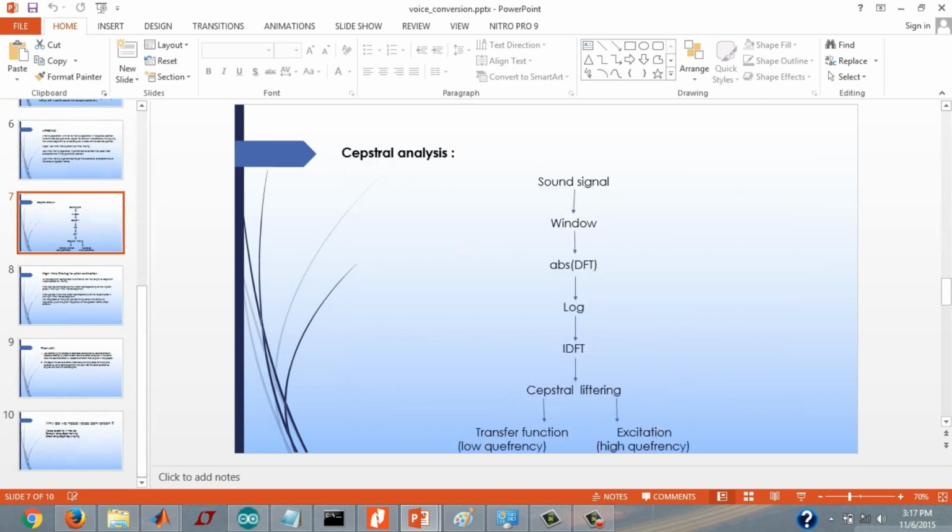So this is the basic block diagram of cepstral domain analysis. First you take a sound signal, then you divide it into chunks and pass it through a window. Then you compute the DFT, that is the discrete Fourier transform, of the windowed version of the sound. Then you take the log of that DFT, and after taking the log you take the IDFT, that is the inverse discrete Fourier transform, and after taking the IDFT you get the signal in the cepstral domain. After that you perform operations like liftering to get your transfer function and the excitation part of the voice signal.